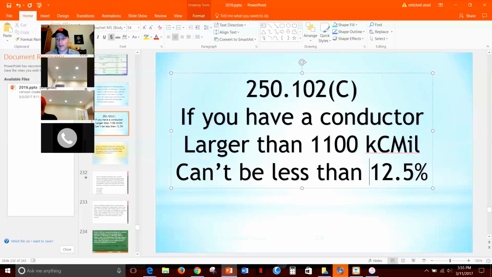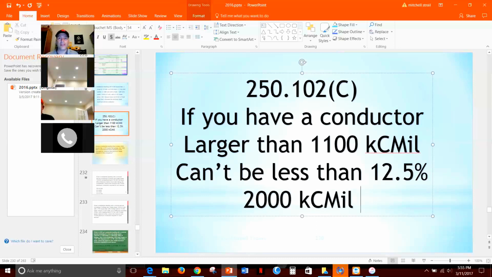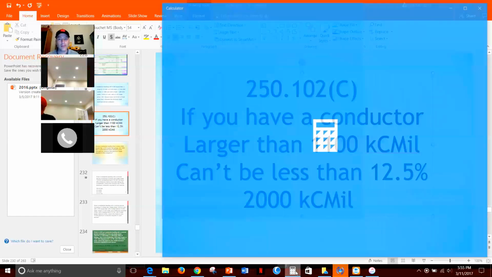Now let me see, can't be less than 12.5%. All right. So if we had, for example, a 2000 kcmil conductor, I'd be looking at a value of 12.5% of that number. Do you have a calculator handy?